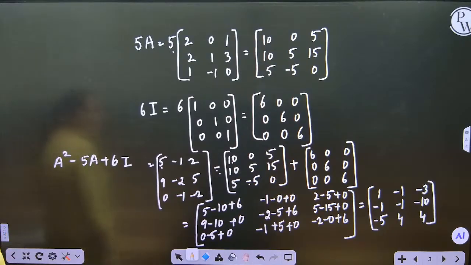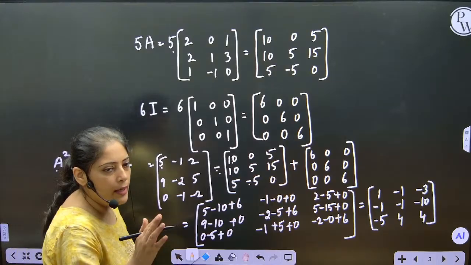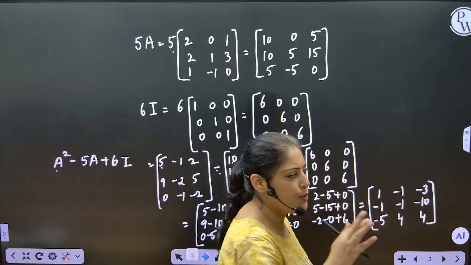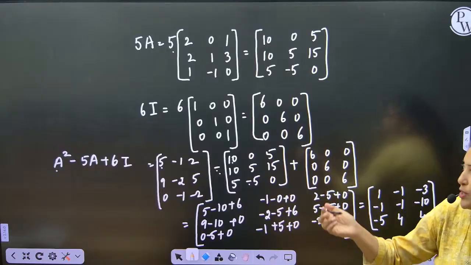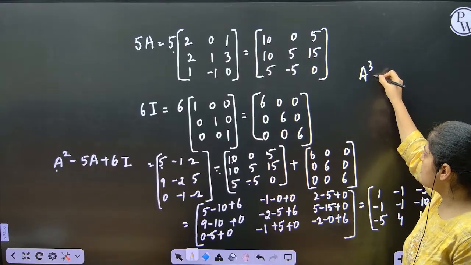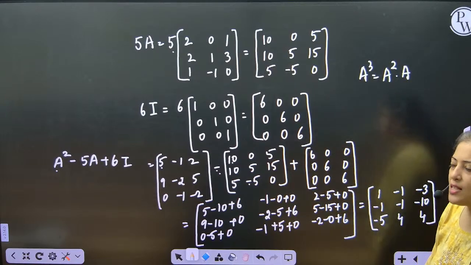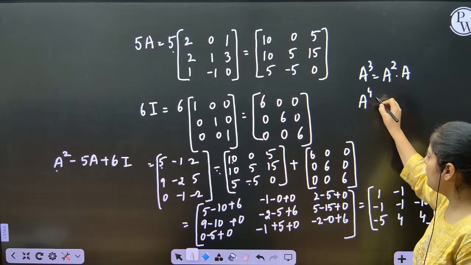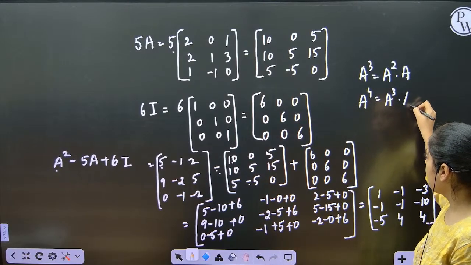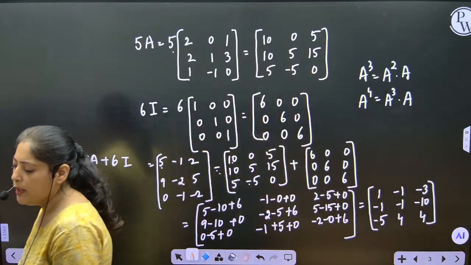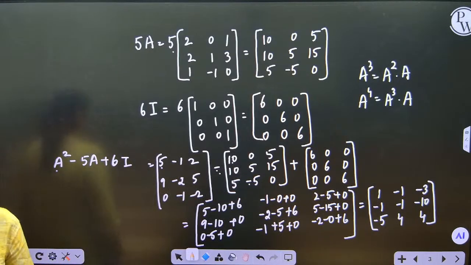Depending upon the question, if he is asking for A cube, what does that mean? A into A, or you can write A square into A. First you have to find A square, then multiply the same matrix with it, and you can find A cube with this. Similarly, A4 you can find with A cube into A. That means you can find up to the nth power.